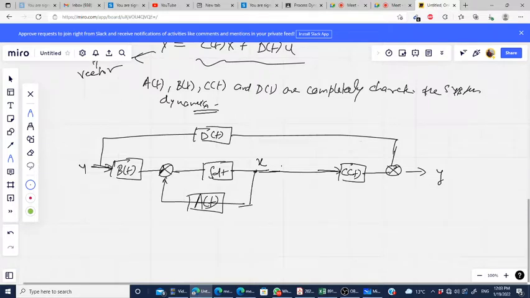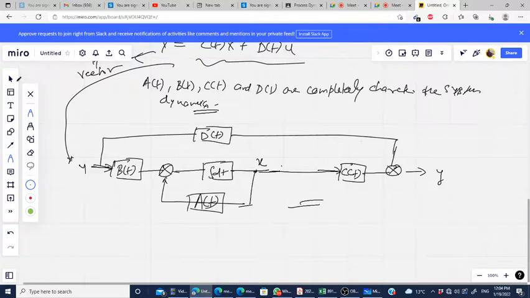So when you write x dot is equal to A x(t) plus B u(t), okay, and y is equal to C x(t) plus D u(t), right? So this is the block diagram of such type of system. Okay. So now, the important point in this system dynamics is that there is no derivative term within the input side. Okay.